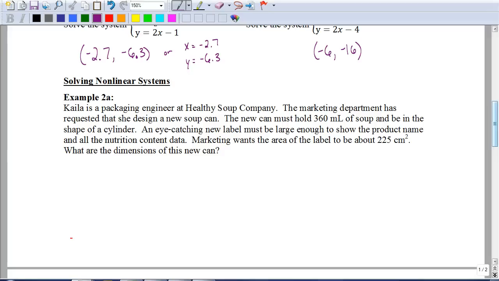Well, that's what's happening here too. We have this volume and we have a surface area. So we're going to need two equations. One equation representing the volume of the can and one for the surface area. The volume of a can is found by taking pi times the radius squared times the height. And the surface area is found by taking 2 times pi times the radius times the height. Let's go back to the volume. The volume we know is 360 milliliters. And the only other number I know is the surface area is 225 square centimeters.